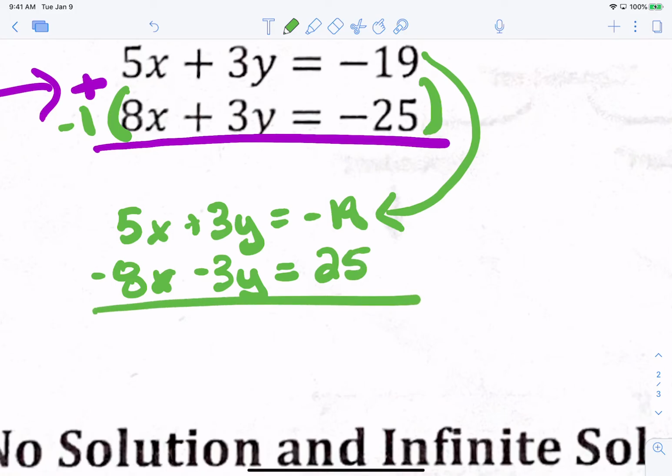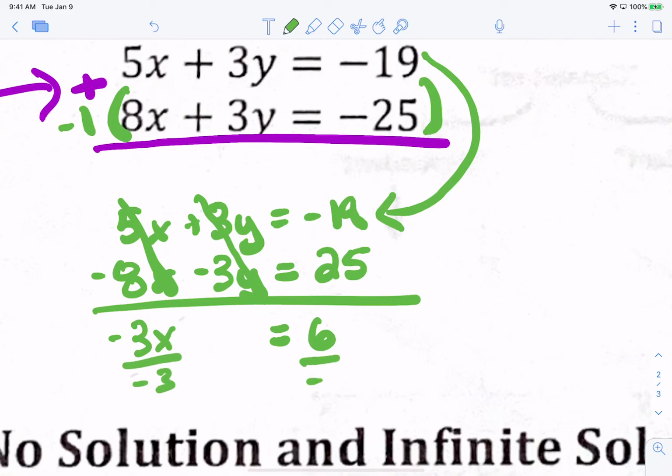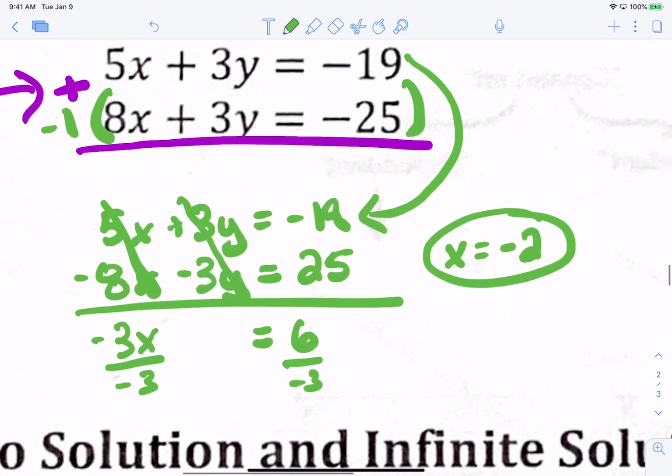Now I'm going to add them together. So what's 5x and negative 8x make? Negative 3x. I've added those together. 3y and negative 3y, those are done. That's crossed out, so I just have equals, and what's negative 19 plus 25? Or switch it around, what's 25 minus 19? It's positive 6. Then, really super easy, I divide by negative 3, divide by negative 3, x equals negative 2, you betcha.